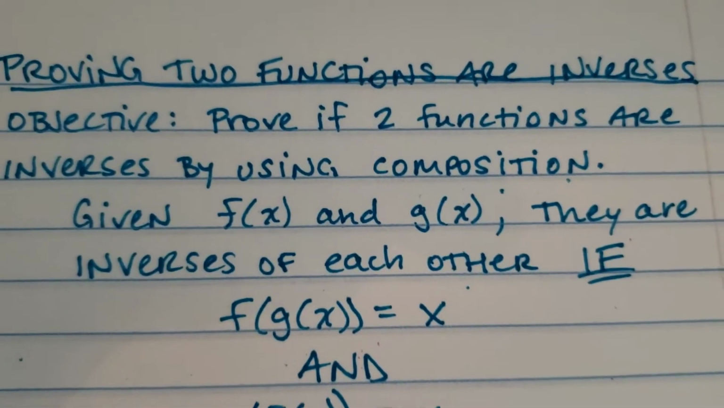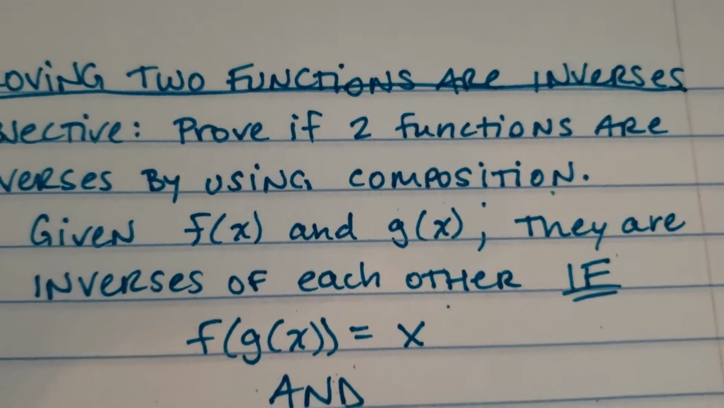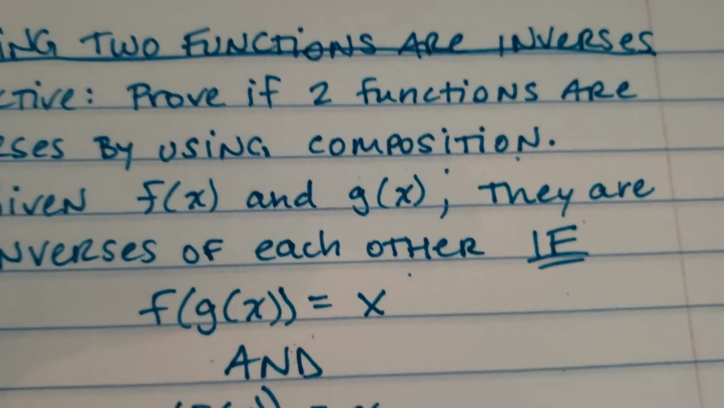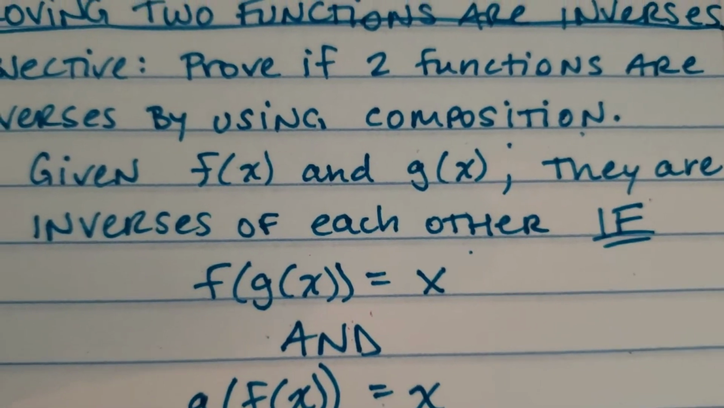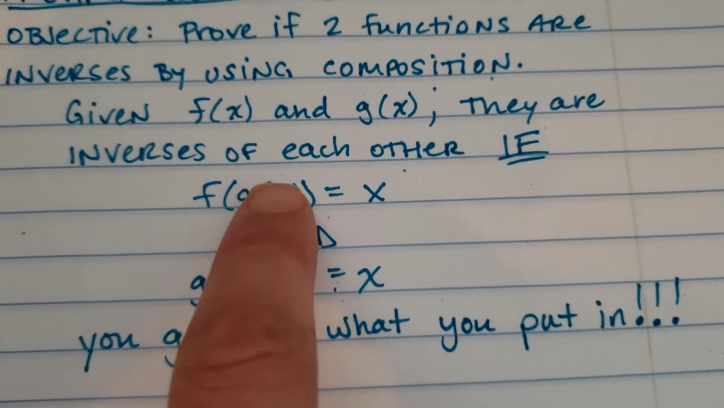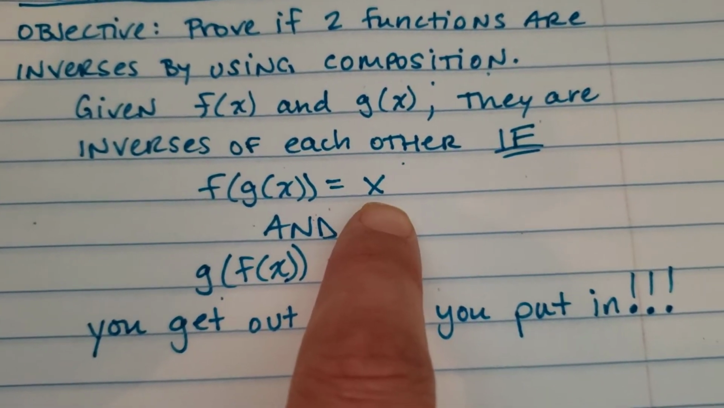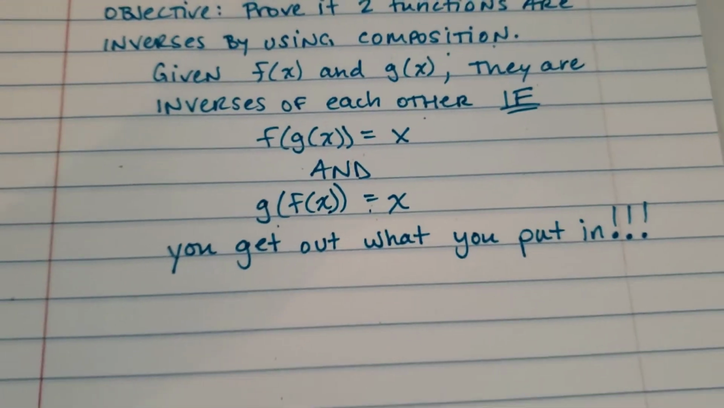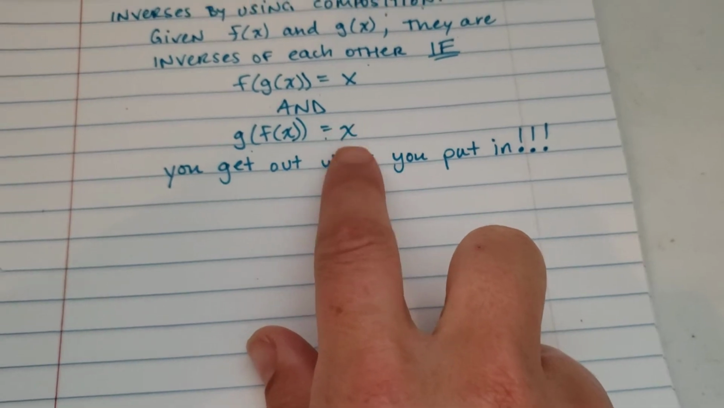If you're given f of x and g of x, they're going to be inverses of each other only if when you compose f of g of x, you get x, and you have to prove that g of f of x gives you x. Basically, what you put in is what you get out. All we're putting in is x, everything cancels, and all that I'm left with is x. Here, x is going in, x is what comes out. So everything cancels, and all that you're left with is the original value that you put in.